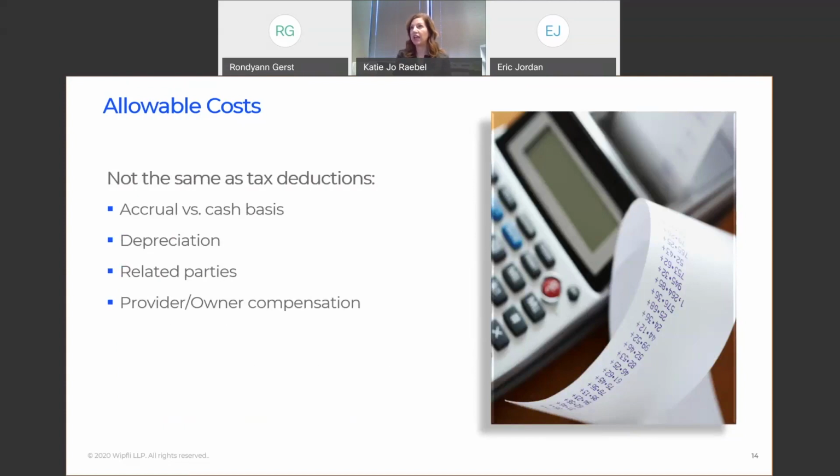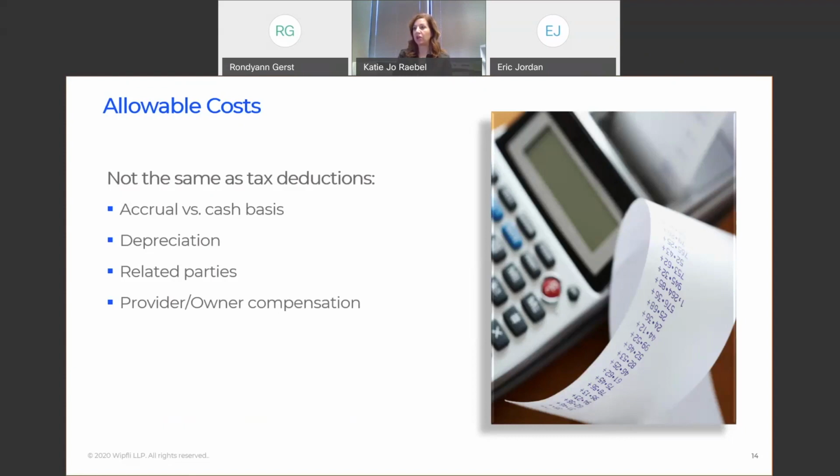So let's say you're at a 12/31 year end and you paid for salaries that related to December and January, we want to make sure that we claim those salaries in the cost reporting year. Depreciation may be different that we claim for tax purposes versus cost reporting purposes. We have some related party adjustments that we may make, and I'll talk about that in a little bit.